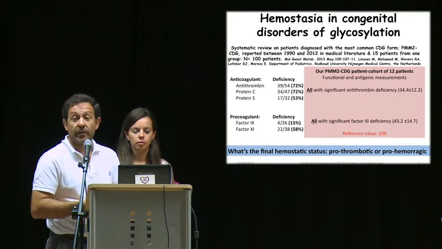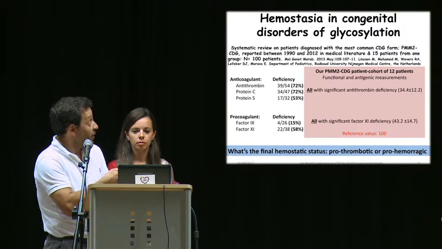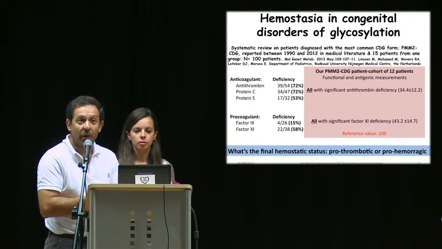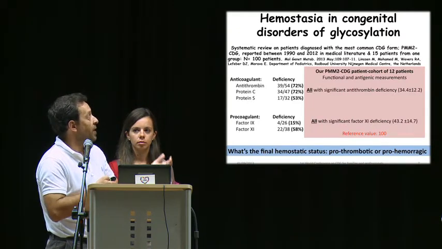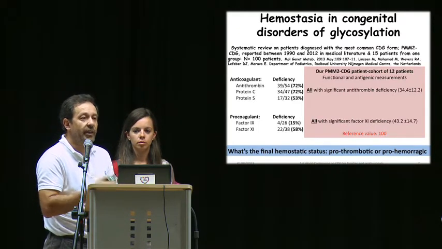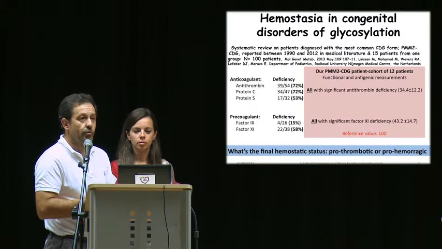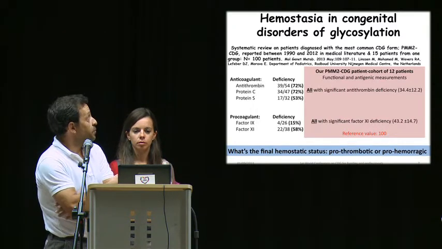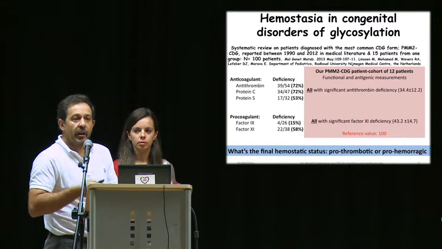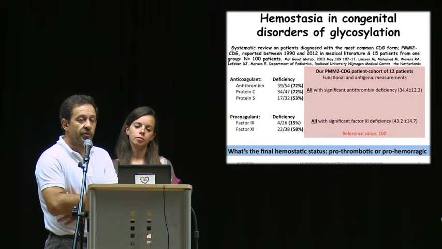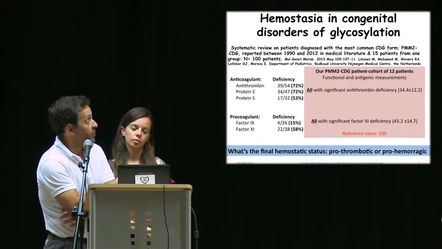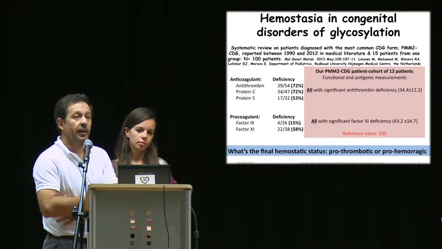So what happens in patients with congenital disorders of glycosylation concerning the hemostatic system? We have few data, like for all rare diseases. But thankfully, this paper from Dr. Morava appeared this year and reviews a lot of patients and a lot of data that have been published on this issue. And this paper detected that the hemostatic system is severely impaired in patients with congenital disorders of glycosylation, the main one being PMM2-CDG.